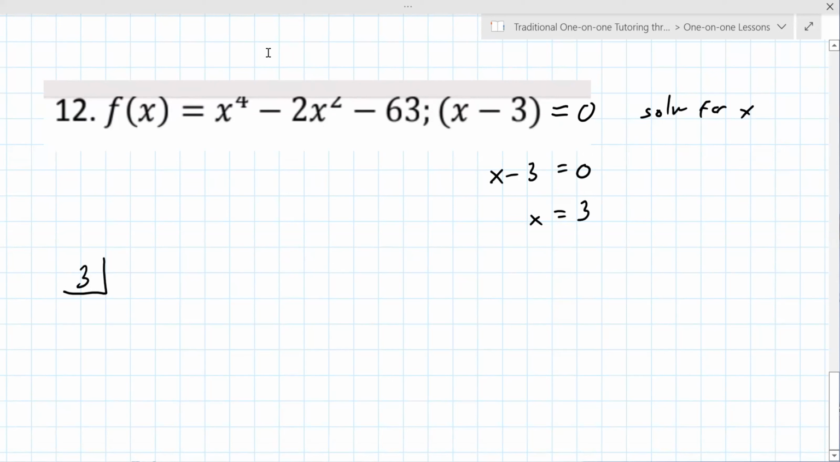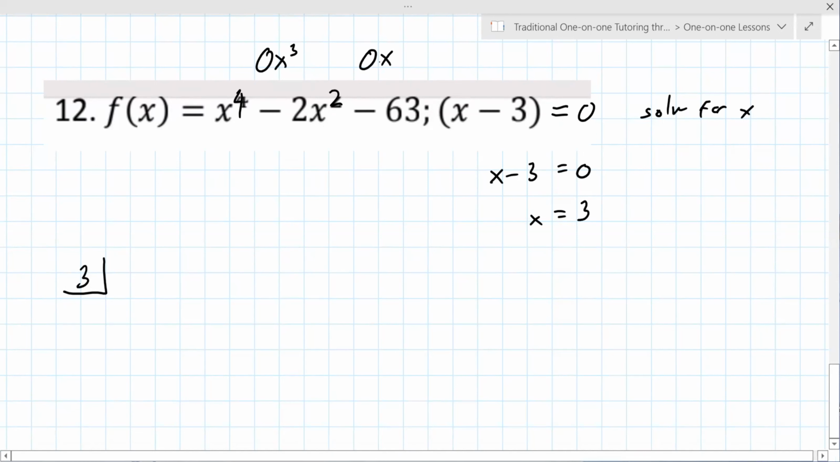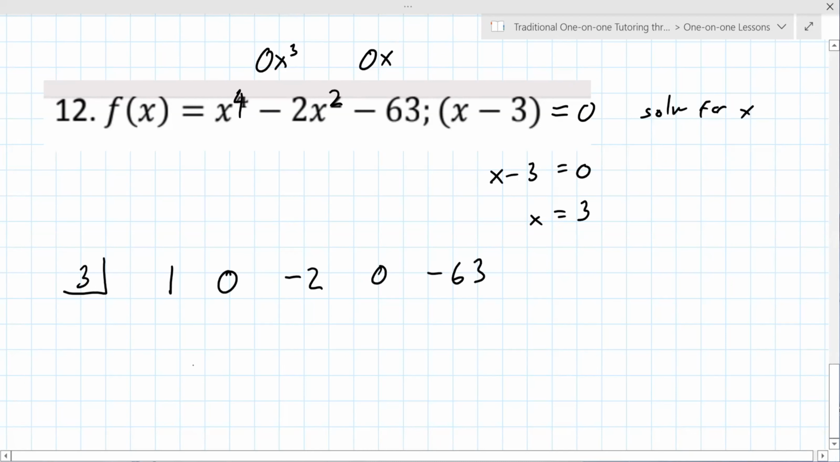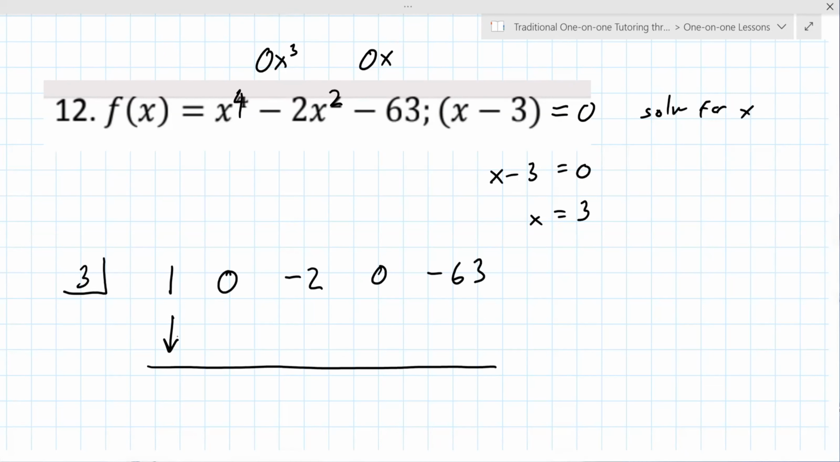Another important thing here is that it's missing. It goes from power of 4 to power of 2. It's missing 0x³ and 0x. Very, very important to remember those. You might also see that in the long division problem, polynomial long division problem that you get on this test or quiz. So really just pay attention to that one, and just be aware that could be the case. So that affects the numbers that go in this row here with the synthetic division. Okay. So go ahead and give this one a try, please, and let me know what you come up with.